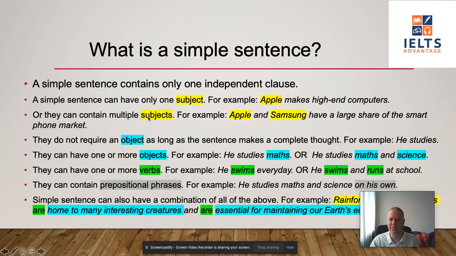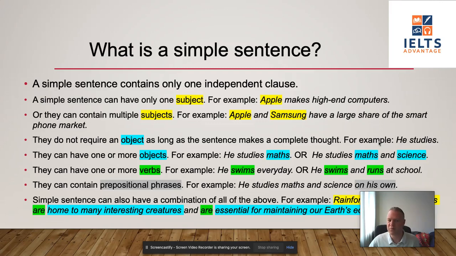They can have multiple subjects. Apple and Samsung have a large share of the smartphone market. So we see subjects here are highlighted in yellow. They do not require an object, so all objects are highlighted in blue here, as long as the sentence makes a complete thought. So we could say, for example, he studies. He studies as a complete thought. That is an independent clause. It is a simple sentence.